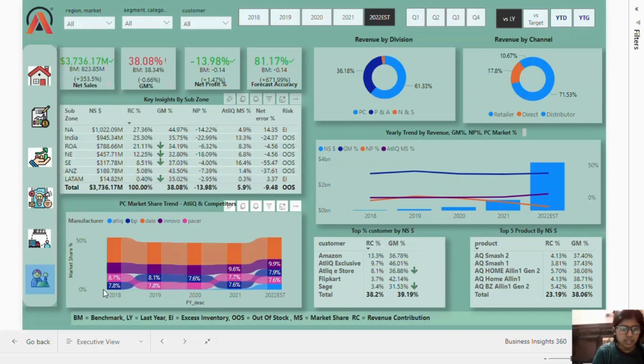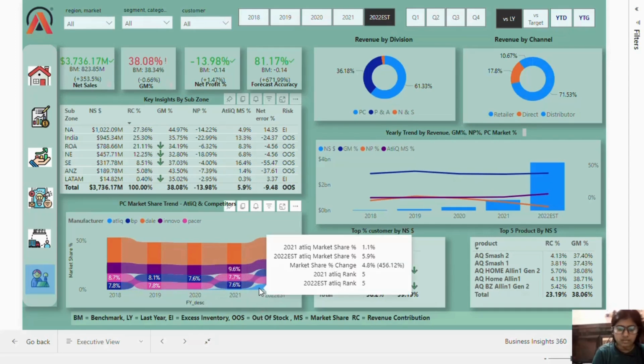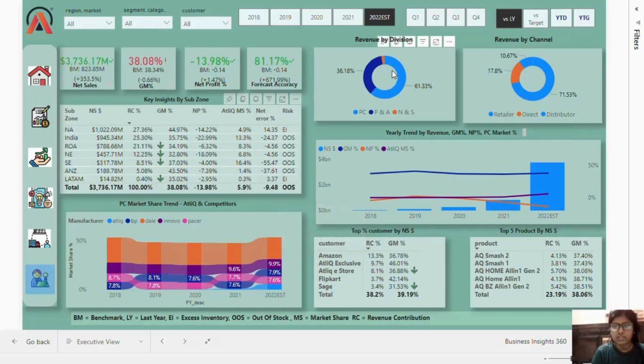This is the ribbon chart showing the PC market share trend. So we can see that till the year 2020, AtliQ hardware is nowhere in the competition, but in the year 2022, it ranked 5 globally with the 5% market share. And this donut chart shows the revenue by division. So the PC has the highest revenue contribution for the AtliQ hardware. This chart shows the yearly trend.